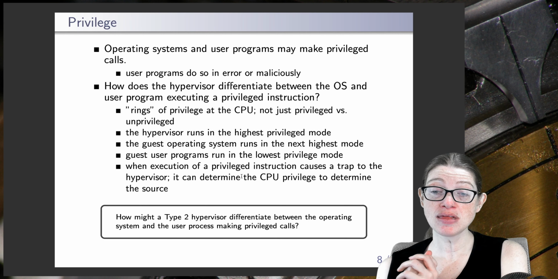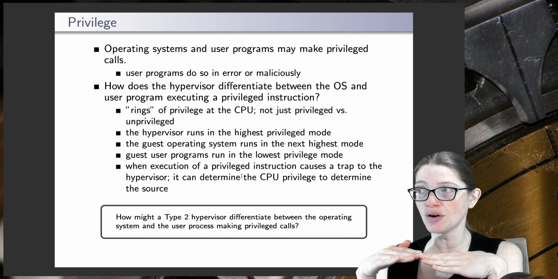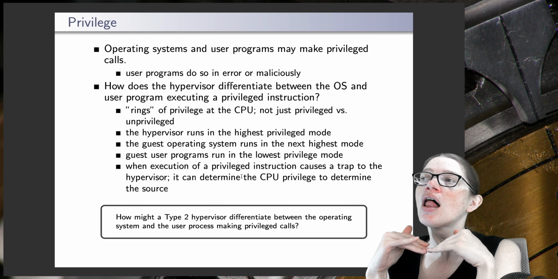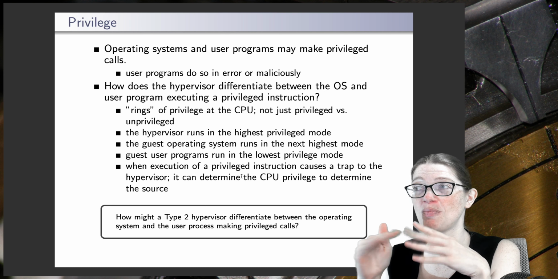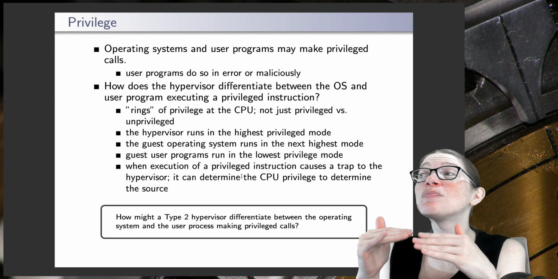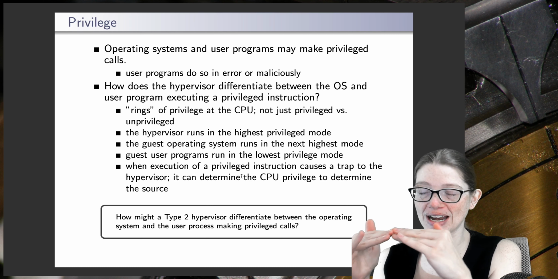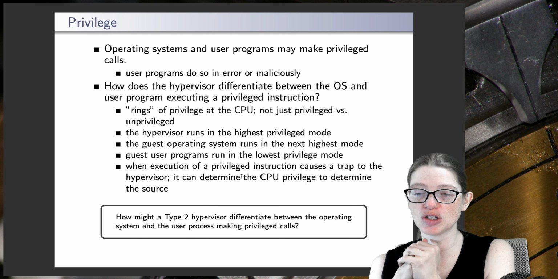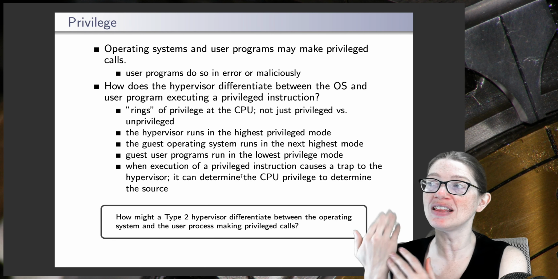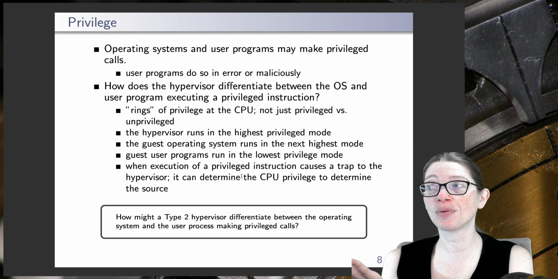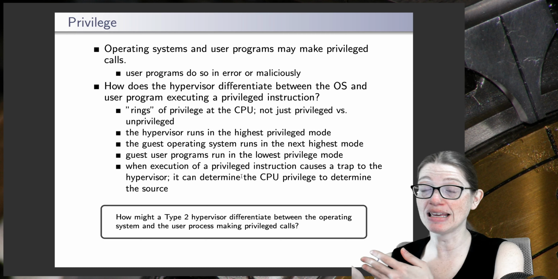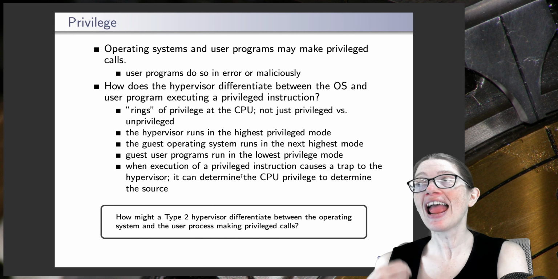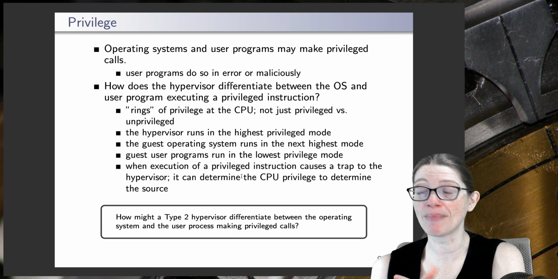So the type 1 hypervisor will run in the highest privileged mode. And then the VM can run in the next lower privileged mode. So it's not unprivileged, but it's low. It's not as much privilege as the type 1 hypervisor, which means that the operating system will run in a kind of mid privileged mode, and then the user program truly runs in an unprivileged mode. And that will let us differentiate between the kernel doing something bad, making a privileged call, and the user maliciously making a privileged call. That is how we can have the hypervisor handle this appropriately, or the VM handle it appropriately.